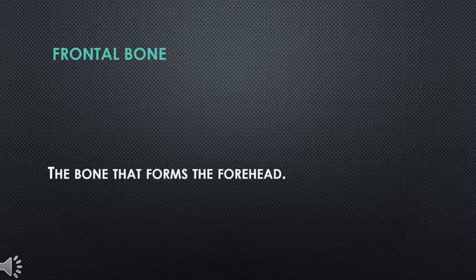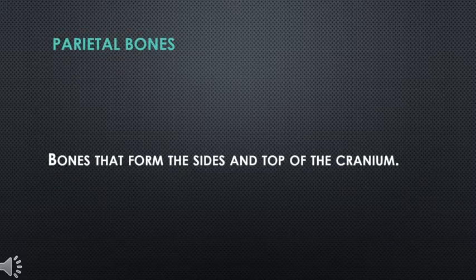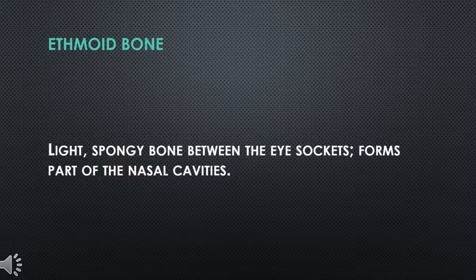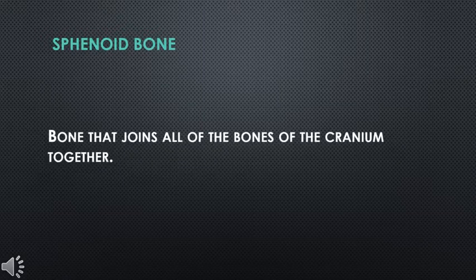Frontal bone. The bone that forms the forehead. Parietal bones. Bones that form the sides and top of the cranium. Temporal bones. Bones that form the sides of the head in the ear region. Ethmoid bone. Light, spongy bone between the eye sockets, forms part of the nasal cavities. Sphenoid bone. Bone that joins all of the bones of the cranium together.